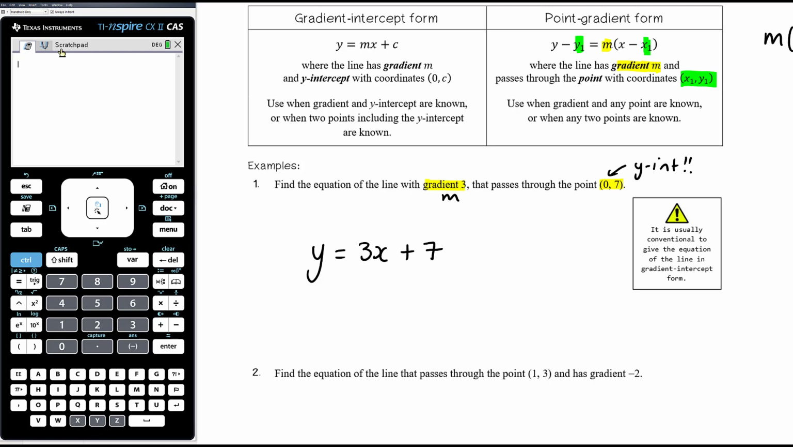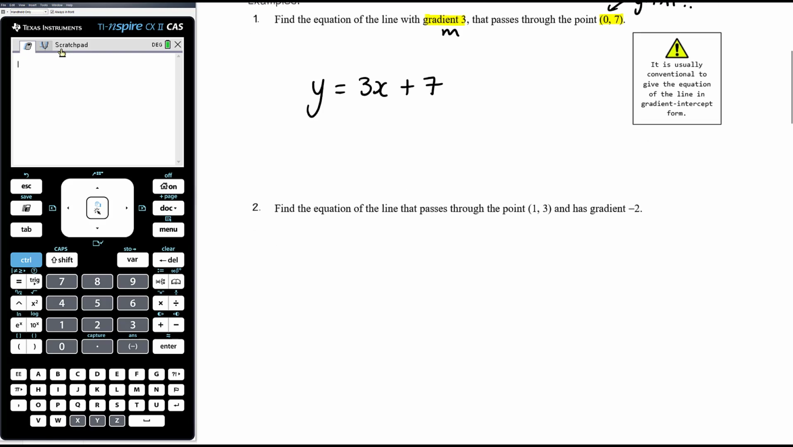Even if, I should also say this little box here, if it doesn't specify what form you should give the answer in, I would say it's conventional to simplify your answer into gradient intercept form. That doesn't mean that it's always easiest to start with gradient intercept form. If you start with this form, you certainly wouldn't leave it in that form. You would then simplify and expand and rearrange to give gradient intercept form.